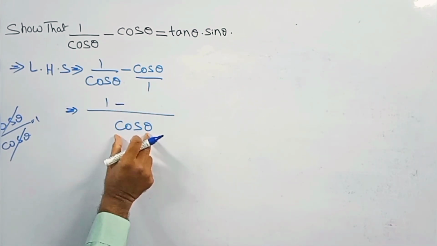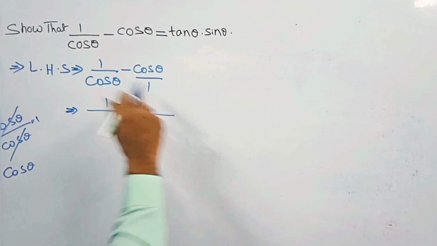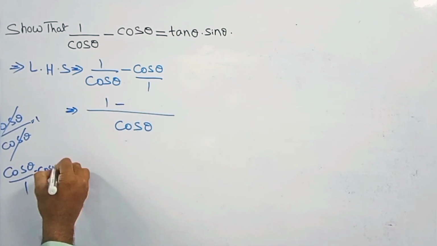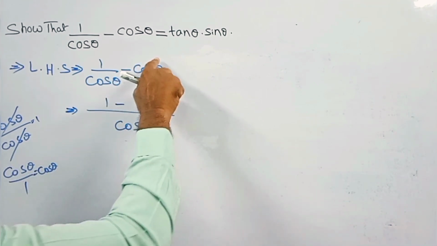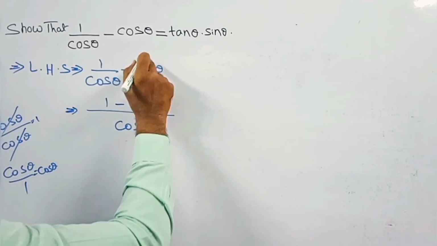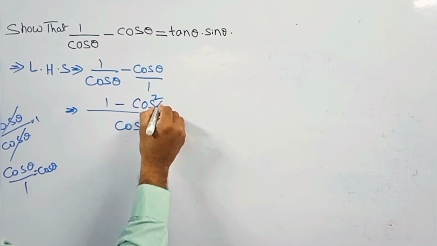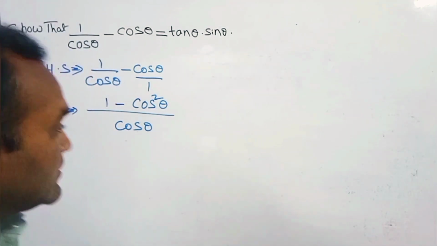Now again the next step is, we will write cos theta here. This time we will divide this cos theta with this one. So what will be the answer? Cos theta. So this cos theta we will multiply with this cos theta. Cos theta into cos theta, cos square theta. Clear? By now everything is okay? Yes, good.